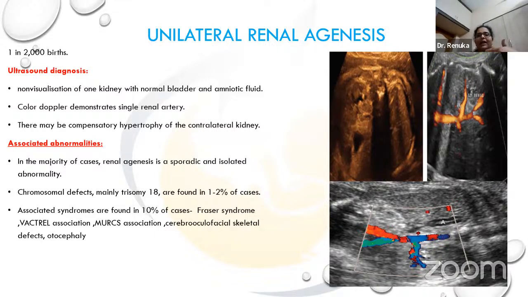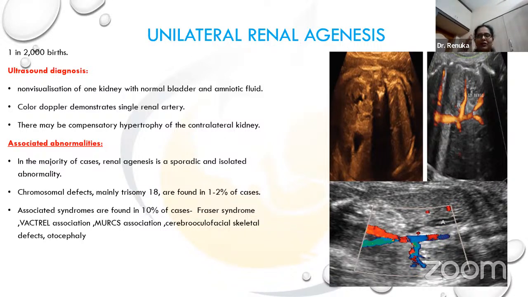The first thing will be a unilateral renal agenesis. We all know that one kidney is sufficient for a human being to function all his life. So if you come across a case of unilateral renal agenesis, like I said previously, we have to look out for all other anomalies, to rule out any chromosomal abnormality or a syndromic disease.